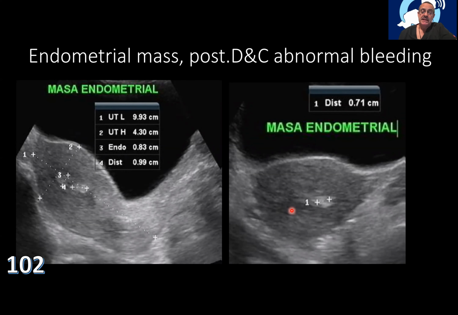An endometrial mass after a DNC with abnormal bleeding. She keeps bleeding. Why? Because she had this. You don't take this out with a blind procedure such as a DNC. In order to take this out, the better way is hysteroscopy. You take a camera and go inside and go for it.